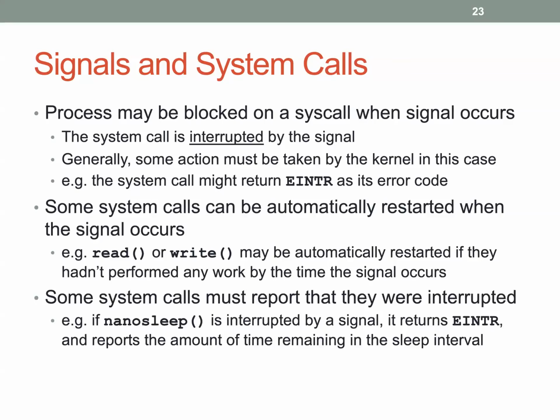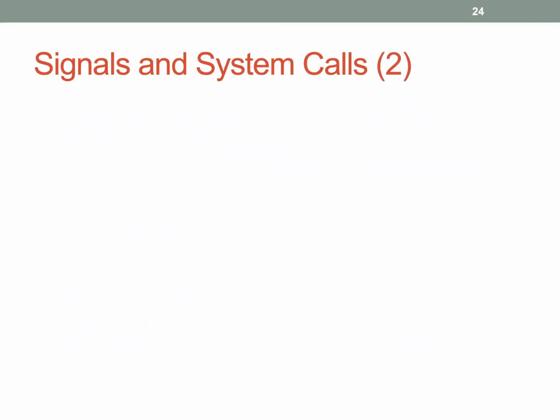Other ones actually are specified to report that they were interrupted. Sleep operations are a great example. If you're passively waiting, the specification is that you must report EINTR if you were wakened early by a signal. So, as it says on the slide, nanosleep is an example of a call that must return EINTR and say how long it actually slept. Or I'm sorry, the amount of time remaining to sleep when it's interrupted.